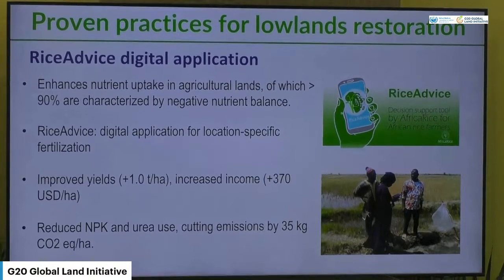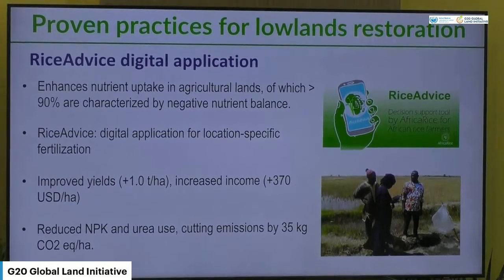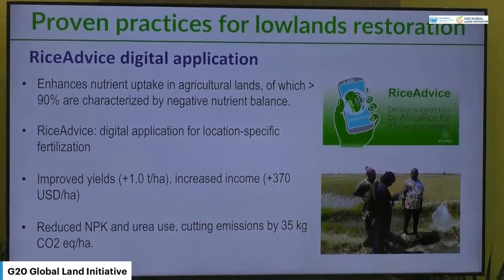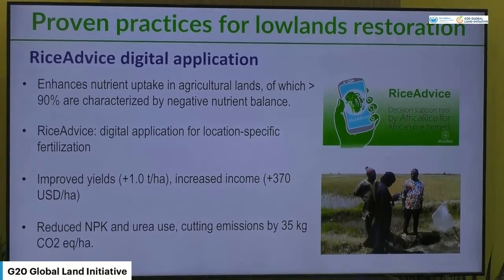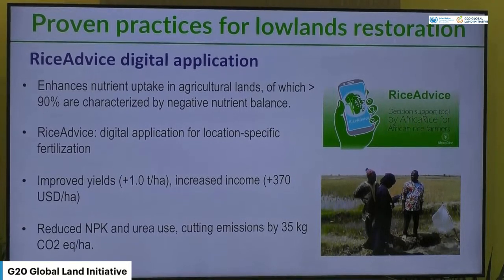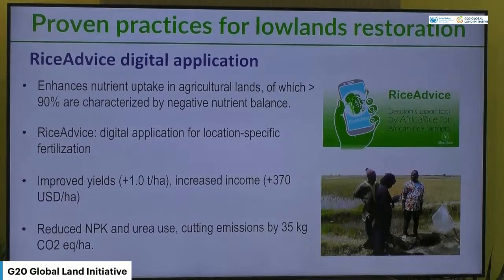Another innovation is the RiceAdvice digital application. RiceAdvice is an important innovation which contributes to enhance nutrient uptake in agricultural lands. And as we know, more than 90% of agricultural land in Africa are characterized by negative nutrient balance. So RiceAdvice, being a digital application for location-specific fertilizer, helps to provide farmers with the recommendation of fertilizer that are based on the characteristics of his soil, but also on the climatic conditions, to be able to enhance the rice response to the applied fertilizer.